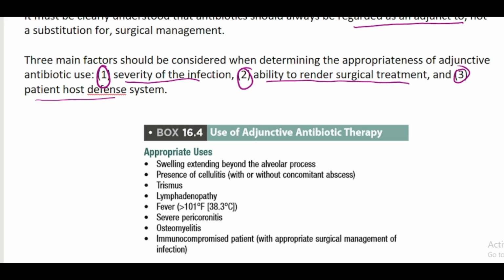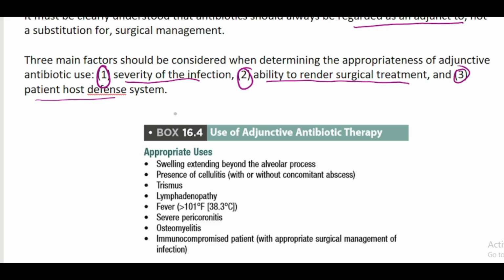Similarly, if the infection is not so extended, it is just covering the alveolar process, it's not appropriate to use antibiotic there. Similarly, ability to render surgical treatment. Let's suppose the patient is having trismus and is unable to open the mouth. Now here the situation is tough for the surgeon. In this case, the clinician will use antibiotic to reduce the trismus or the swelling, and then he will perform the surgery.